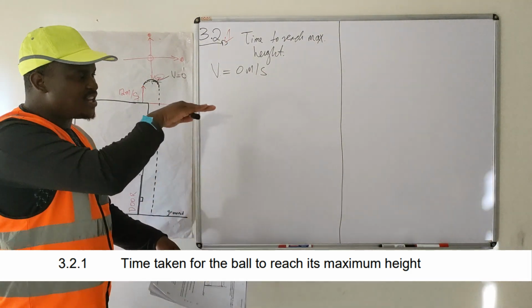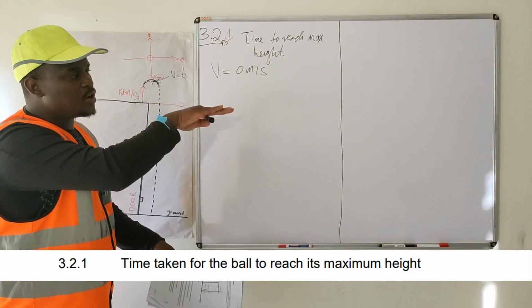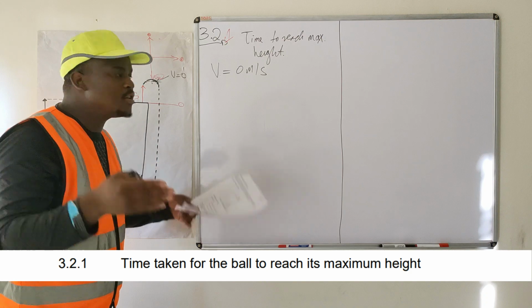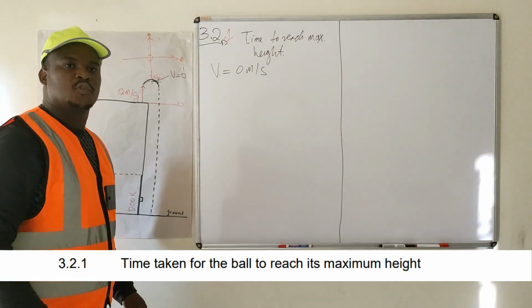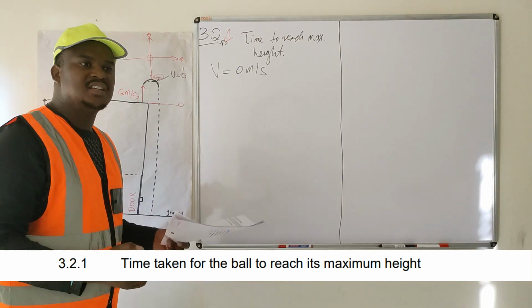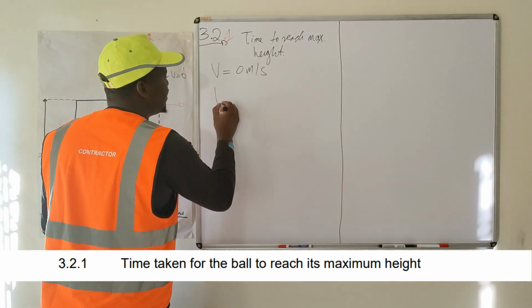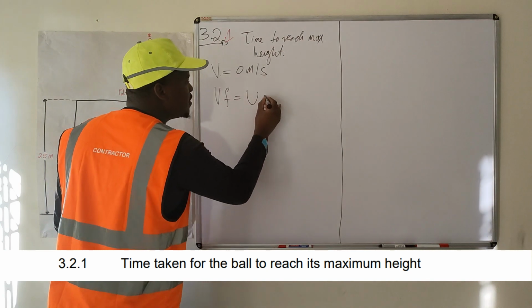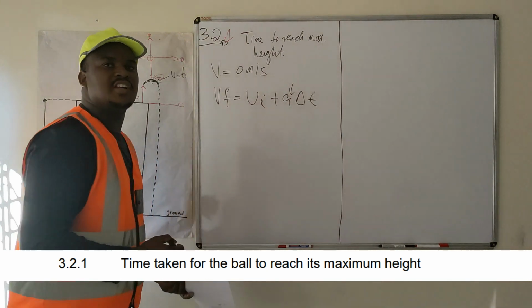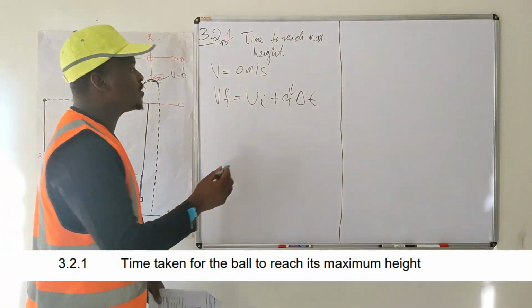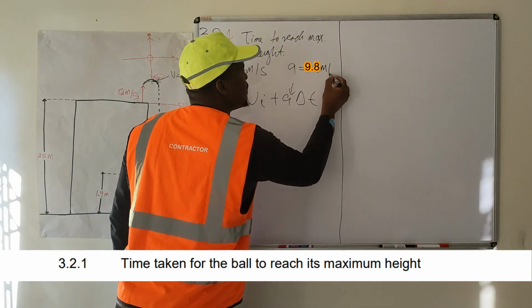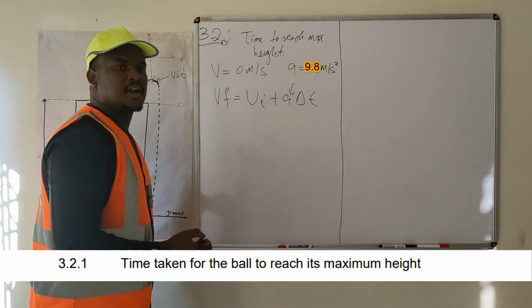The reason the height is the maximum there, it means that the ball cannot go any further because it doesn't have the capacity. The velocity is not there. The velocity is 0. You should always know this. Once you have this in mind, then you won't have any difficulties because you know that Vf is equal to Vi plus A delta t, where your A is your gravitational acceleration.